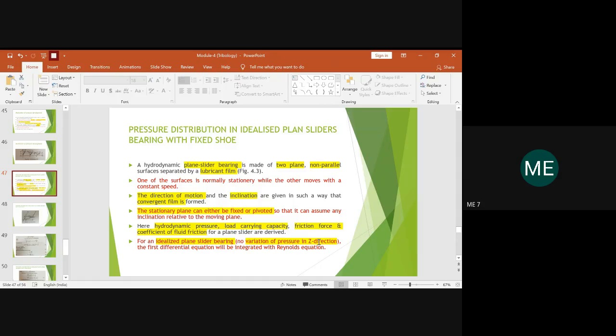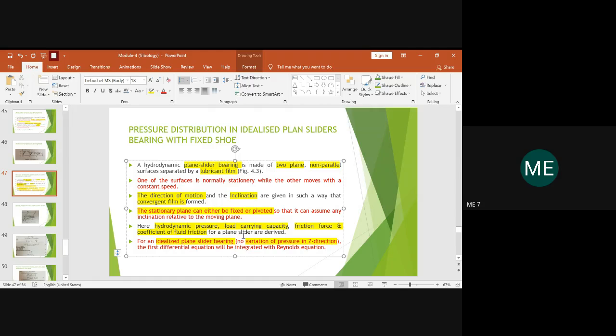Keeping that assumption in mind, we start the derivation with the Reynolds equation. We have derived the Reynolds equation for one-dimensional and two-dimensional cases, right? So we will use the Reynolds equation and start the derivation.